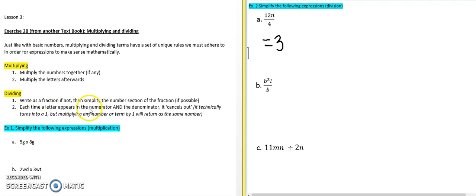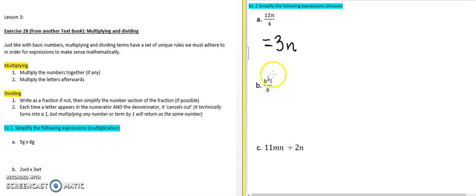Each time a letter appears in the numerator and the denominator, it cancels out. Do we have a letter in the numerator and the denominator? Not necessarily. We just have it at the numerator on the top spot, so it just stays as normal. That's our answer. That's all there is to it. It's just 3n.